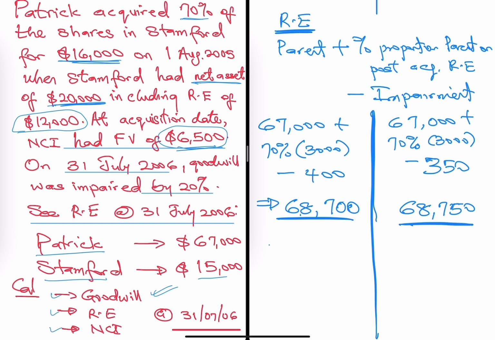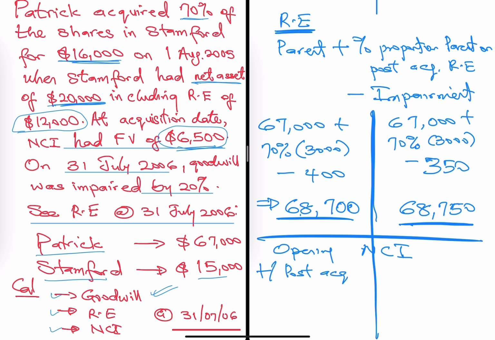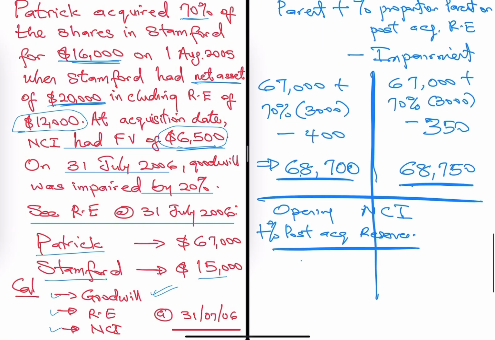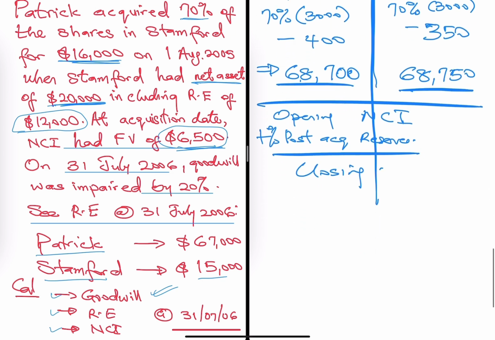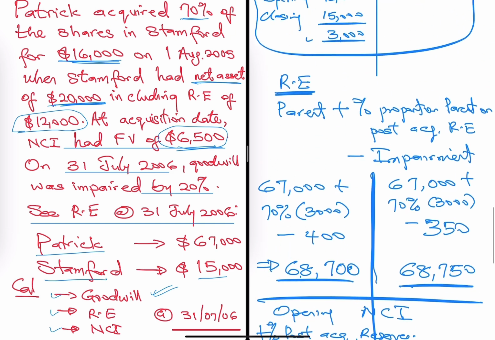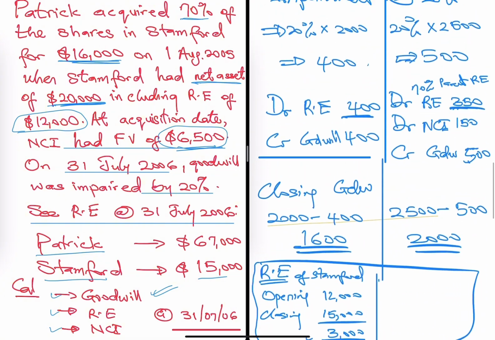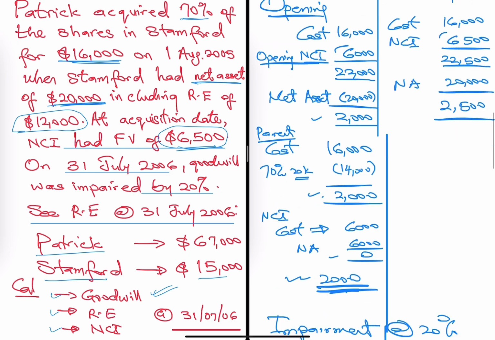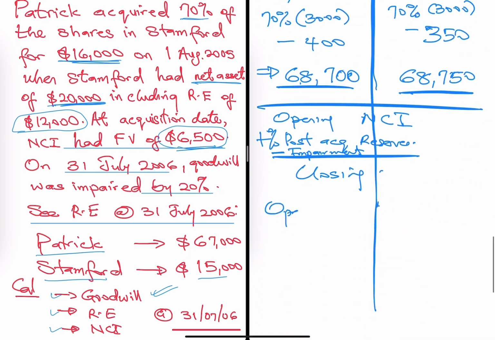And for NCI, it's always opening NCI plus post-acquisition percentage NCI of post-acquisition reserves, and that will give you closing. Now we have impairment, so we need to also minus impairment. So I'm including that there. So now let's go for it. Opening NCI will be different on both sides. On the proportionate side, our opening NCI, we got it to be 6,000. Here, fair value is 6,500.